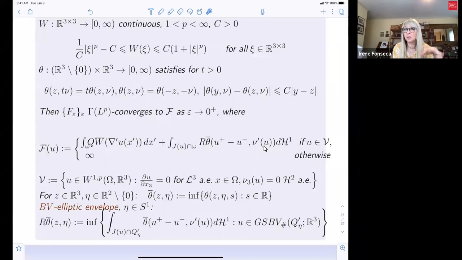I don't expect you to read what the formulas are, but basically what I want to tell is that we know how it looks like. Okay.